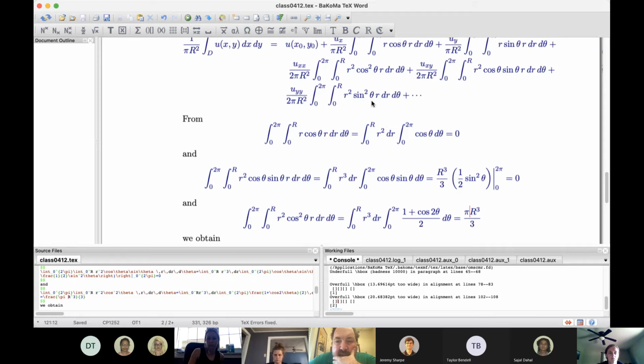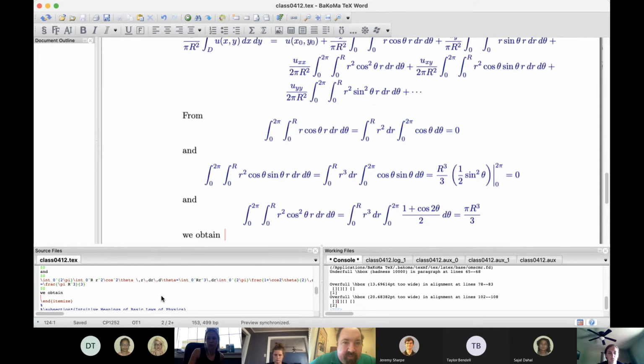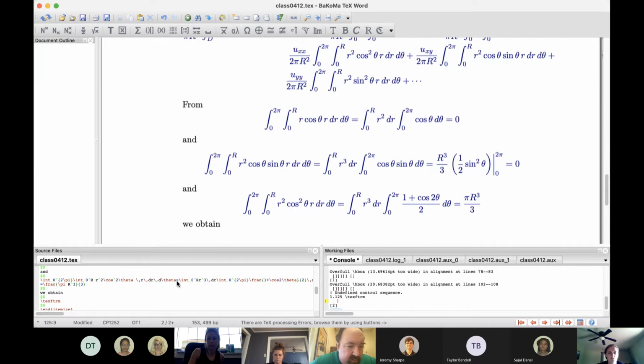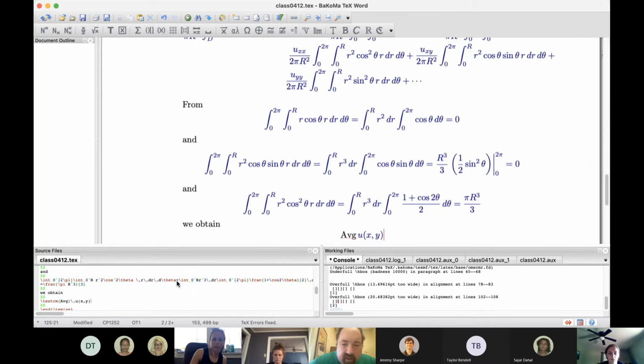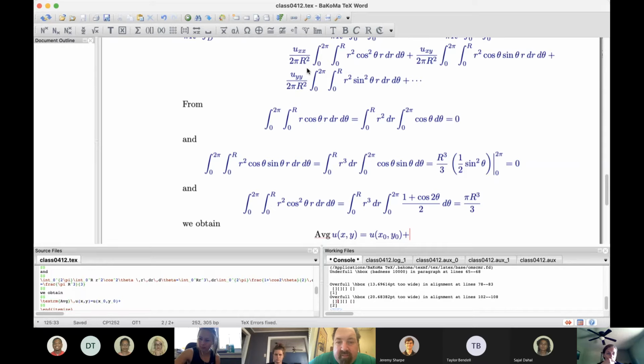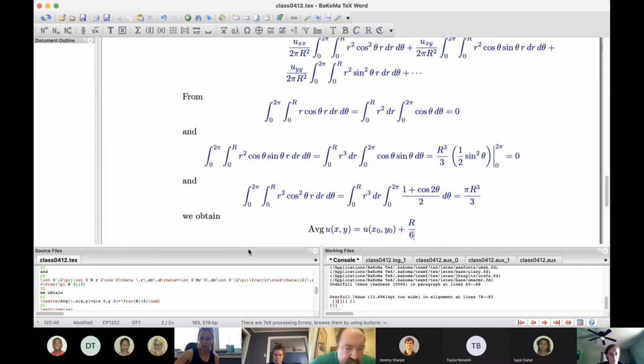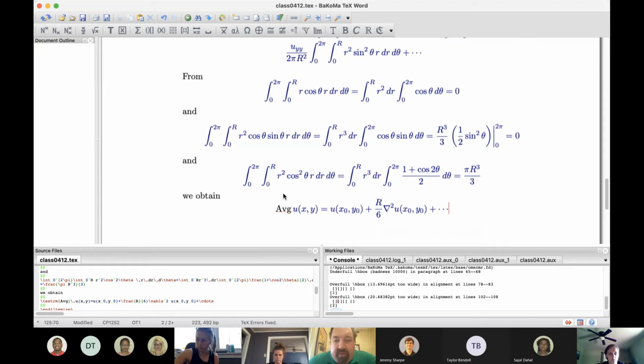So then when we put everything together, the average value on the disk, that's all we had on the left side, is equal to u at the center of the disk, plus, by the time we sort out all these constant factors, the pi's will cancel, I'll have r over 6 times what's left, uxx plus uyy, but that's the Laplacian, at x0, y0.